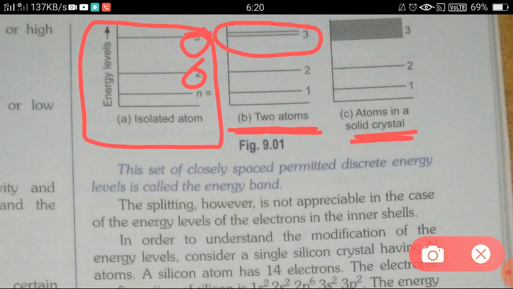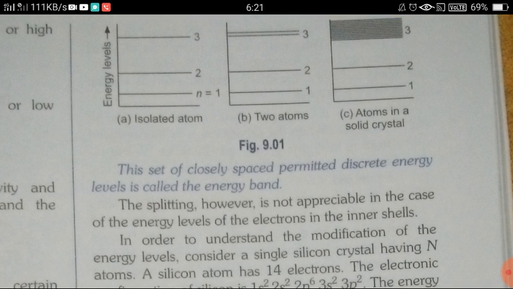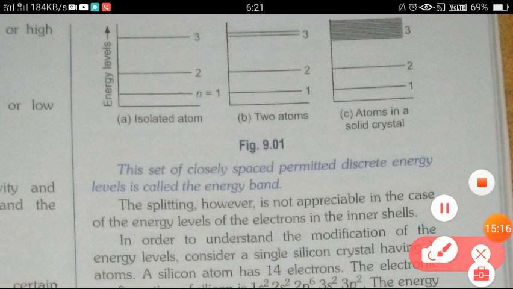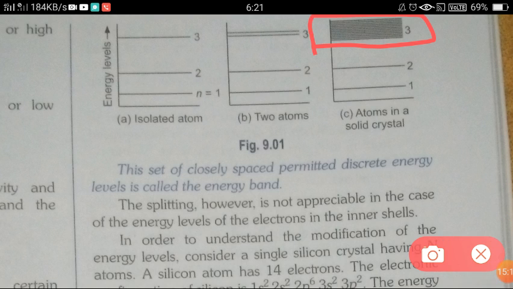Then in a crystal, atoms are so close to each other, so here you can see that this third energy level has split into so many parts. Okay, so here you can compare what happened with the energy level when the atom is isolated, when two atoms are present close to each other, and when many atoms are present close to each other. Okay, this set of closely spaced permitted discrete energy levels is called the energy band. Okay, so when this energy level has split up, it is called energy band now.